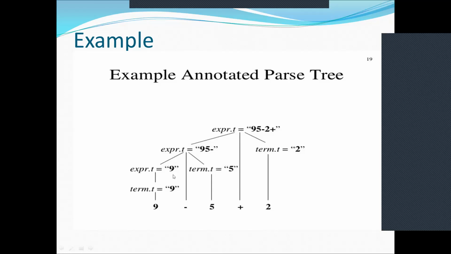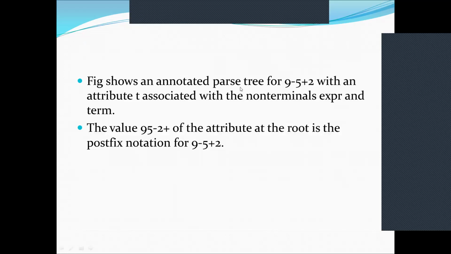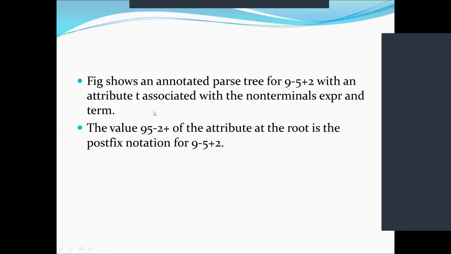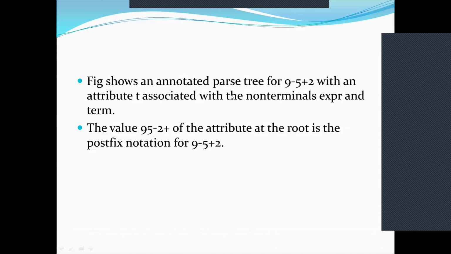So the whole expression, whatever you studied earlier, was a simple parse tree, but now this parse tree along with its attributes has become an annotated parse tree. This figure shows an annotated parse tree for 9 minus 5 plus 2 with an attribute t. t is the attribute associated with the non-terminals expression and term. You will see here, for all the expressions and all the terms, the attribute t has been added.